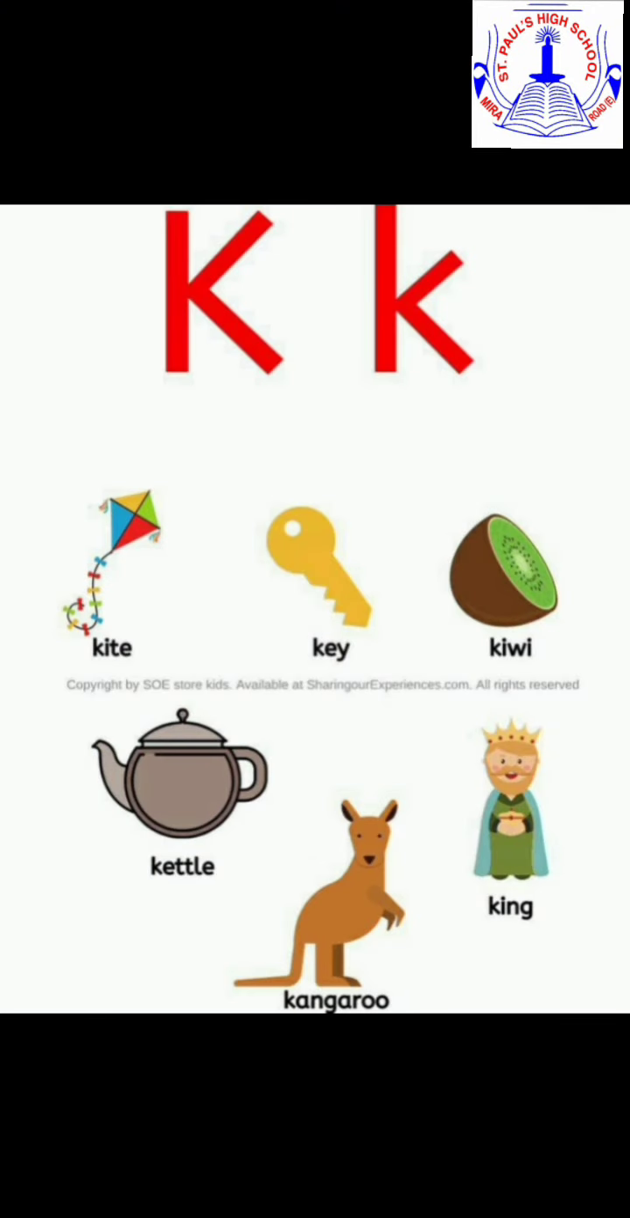Now let us look at few objects which confirm that K sounds K. Let us have a look at all the objects. So, these are the objects related to letter K. K says K. Phonetic sound is K. Capital letter K. K, kite. K for key. K for kiwi. K, kettle. K, kangaroo. K, king. This is letter K.